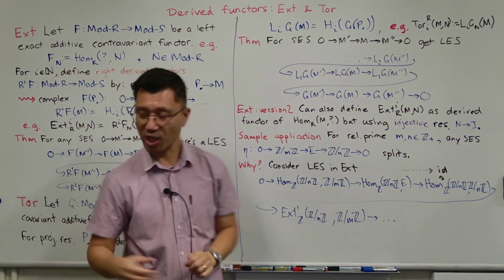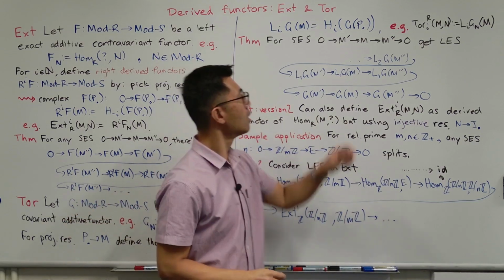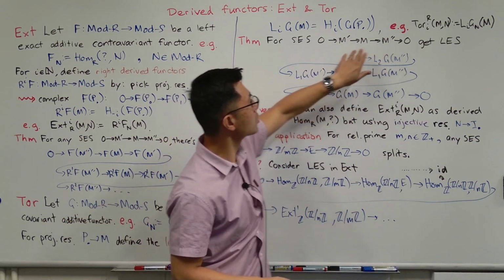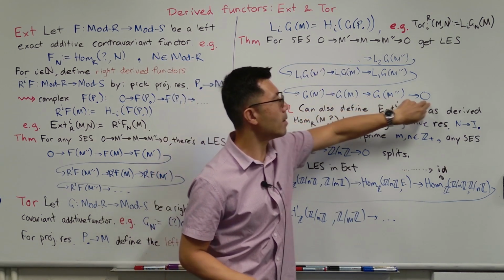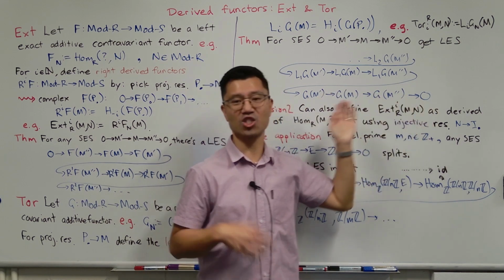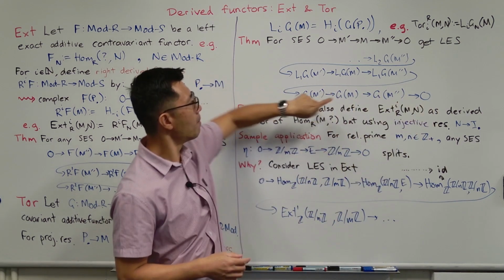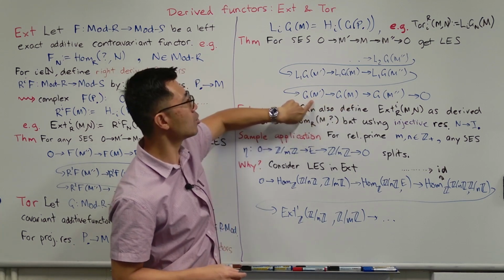Remember G is some sort of right exact covariant additive functor. So you can apply G to this and the arrows go in the same direction. G of M prime maps to G of M, maps to G of M double prime maps to 0. And this part here is going to be exact since G is right exact. But it may not be the case that this injects into here.